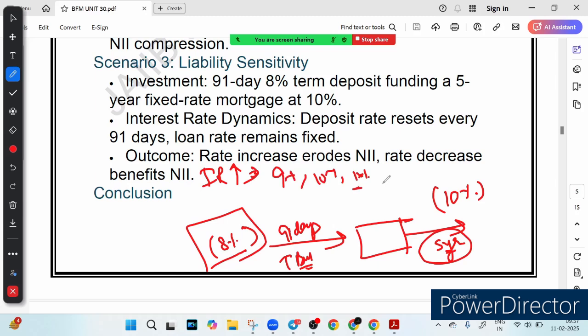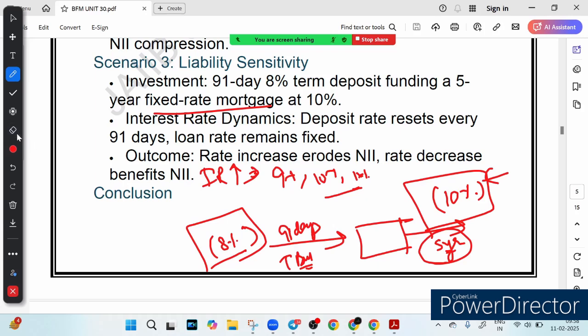So every 3 months the bank has to renew this deposit at a higher rate, right? But the home loan is fixed at 10% because this is the fixed rate, right? Clearly written, fixed rate mortgage, right? So sooner or later the bank is paying more for deposits than it earns on the loan. It is earning at 10% only, but it has to pay more. So it is a big loss ahead. So this is the first case.